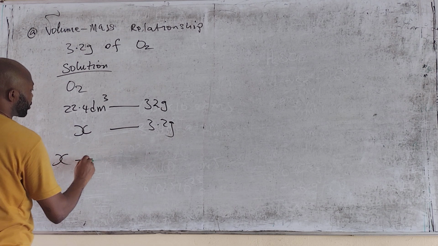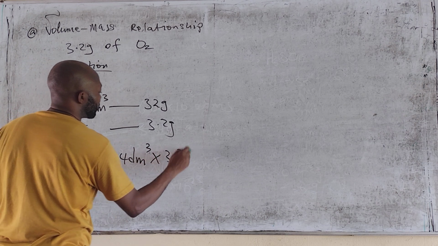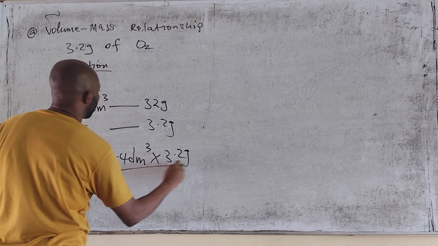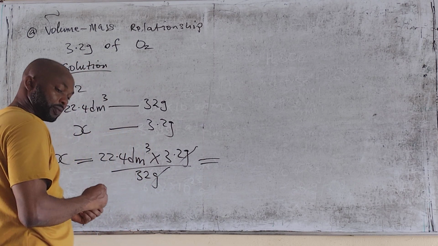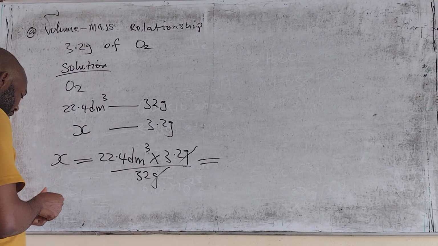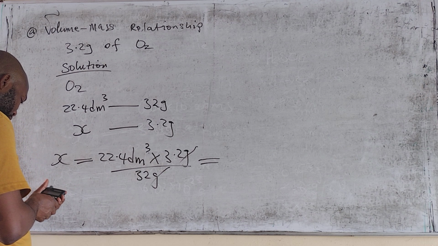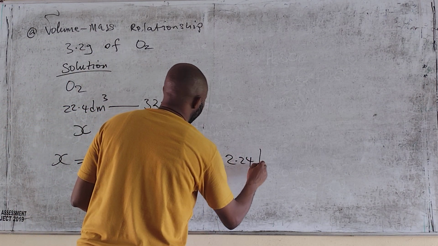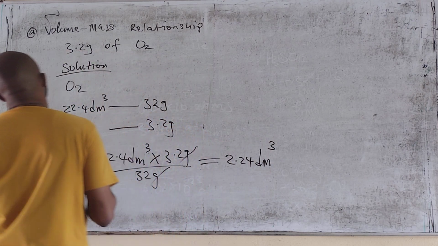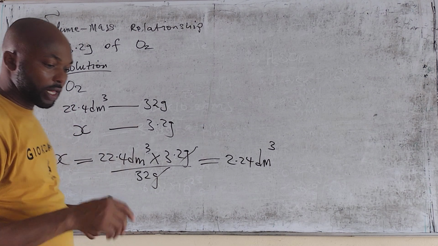Now my X is equal to 22.4 dm³ times 3.2 grams over 32 grams. Now let's see, 22.4 times 3.2 divided by 32 is 2.24 dm³. So it is 2.24 dm³ that will give us this. That's number one.